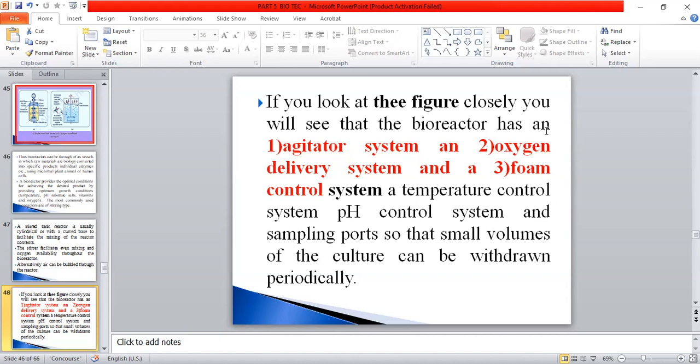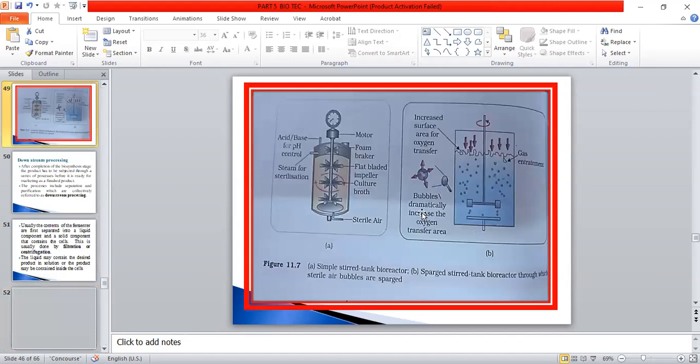Sometimes they may ask the question, which one of the following is not related to the bioreactor? You have to tell the exact answer. Three are very, very important: agitator, oxygen, and foam control system. Okay, so this is also important, my dear students, so don't forget. And see, this is the bioreactor. Already we discussed all the parts. Here there is a mixer, isn't it? This is a sterilization process, after that sterility also comes out here.